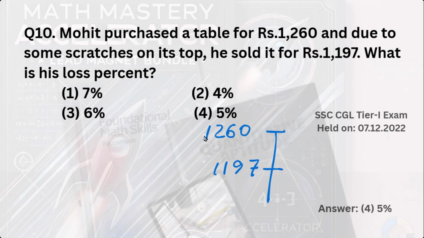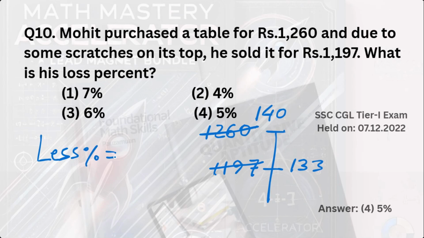I can cancel with the number 9. 9 ones are 9, 9 threes are 27, 9 fours are 36. 9 ones are 9, 9 twos are 18. Loss means less percent. Less percent. Difference 10 minus 3 is 7, divided by the bigger number, 140, into 100.